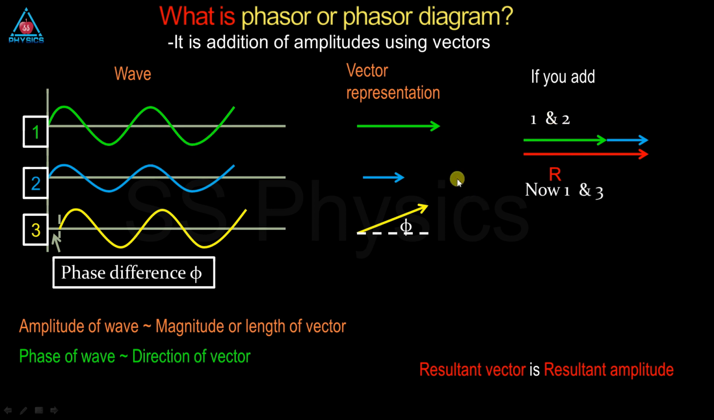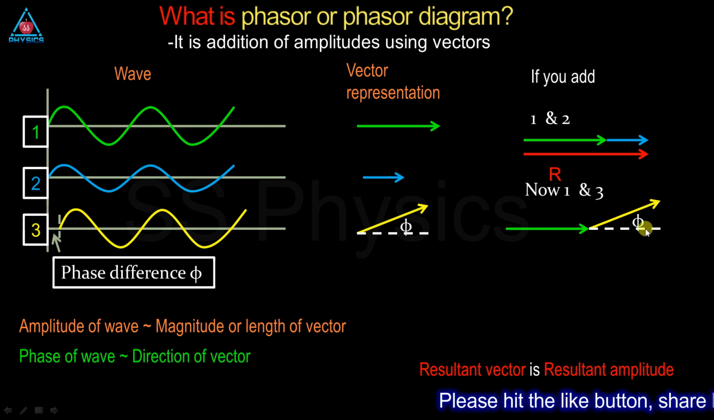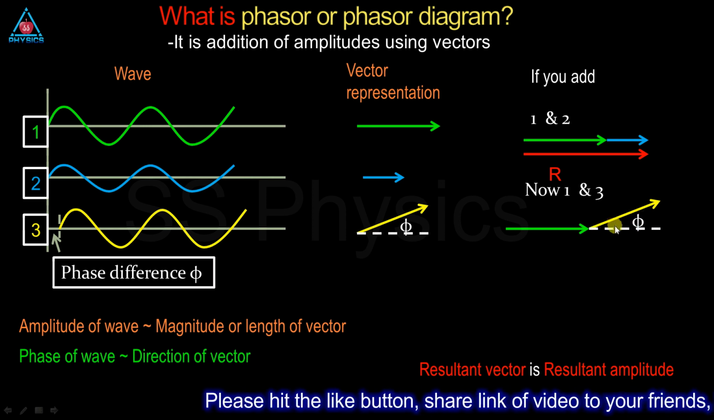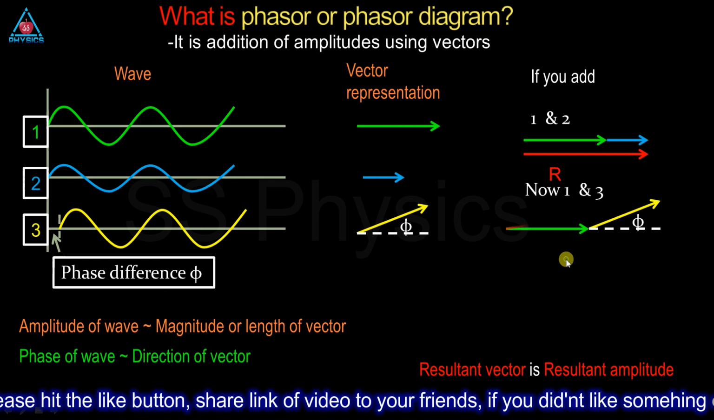Now let us add 1 and 3. So this is first and this is the third wave. Here the phase difference between the first wave and the third wave is angle phi, and therefore we will draw like this, and the resultant will be simple addition of these two vectors.